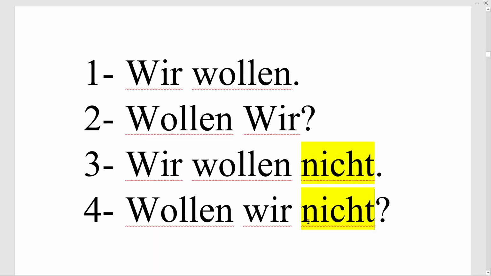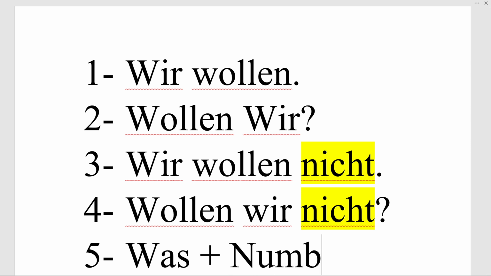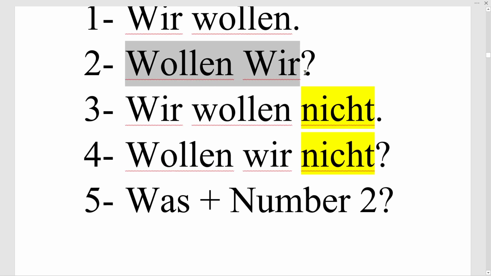So again, number 5 is the WH question. Was means what, plus sentence number 2. Say sentence number 2. What is sentence number 2? Sentence number 2 is wollen wir. So basically you say was wollen wir.